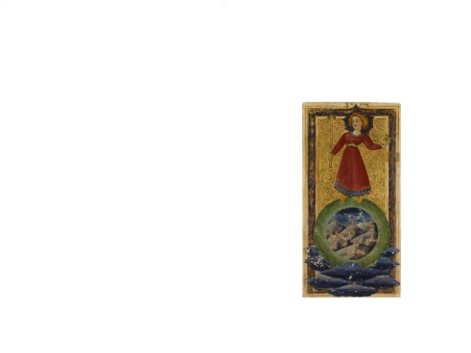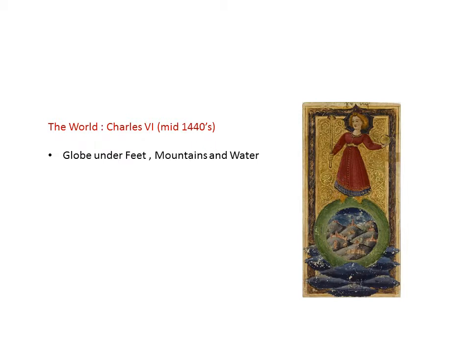As you can see here, we have another card. This is the Charles VI World card from the mid-1440s. You see we have a globe under the feet with mountains and water. This is important because we're showing a very earthy world that they're talking about. We're going to see a progression.